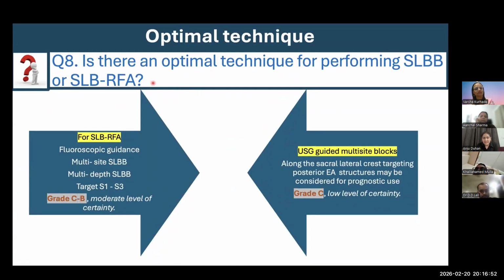The optimal technique for performing SLB-RFA includes fluoroscopic guidance, multi-site and multi-depth sacral lateral branch blocks, targeting the lateral branches of S1 to S3. It must include the branches from S1 to S3. The ultrasound-guided multi-site block should be given along the sacral lateral crest to target the posterior extra-articular structures and can be considered for prognostic sacral lateral branch blocks.